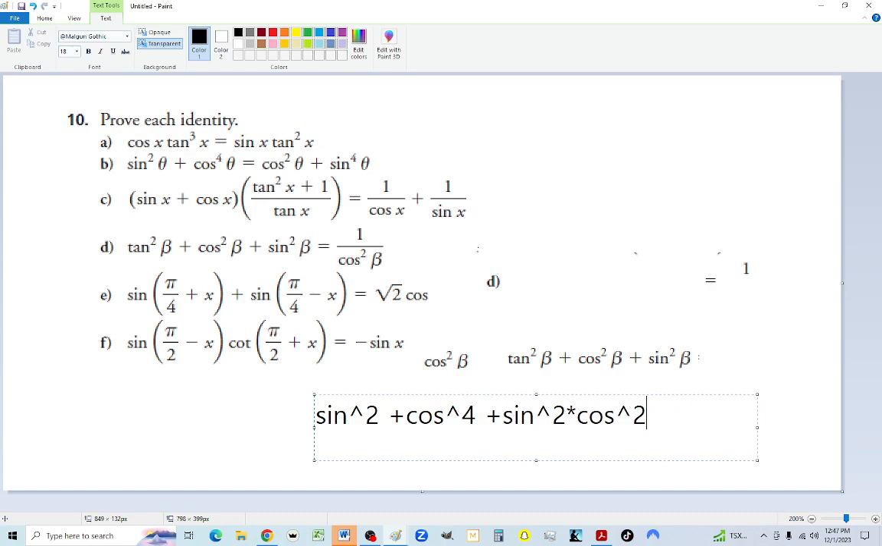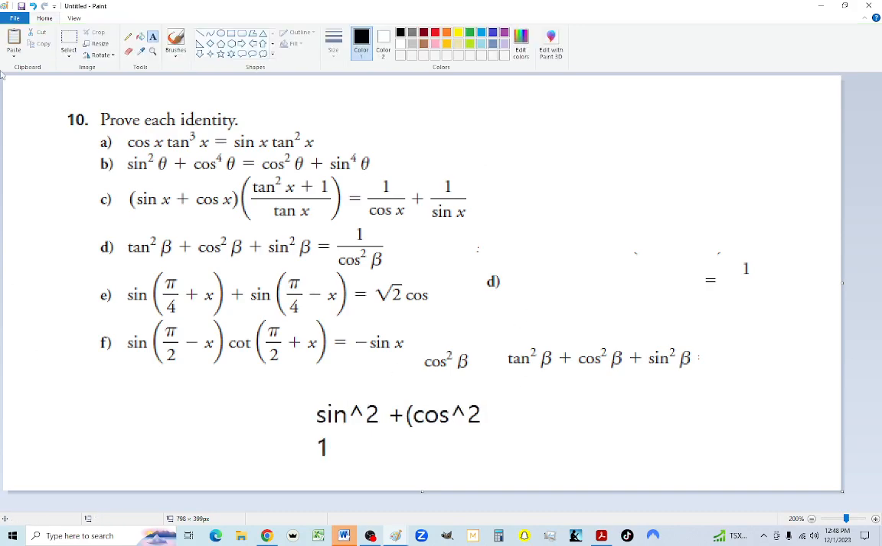And then this, I think the smartest thing to do would be to convert this to 1 minus cos. Sine squared is the same as 1 minus cos squared. If I multiply it out, I get cos squared minus cos to the 4. Yeah, that's the best thing. Notice that these cancel out, and that these are 1. So left side is equal to right side.